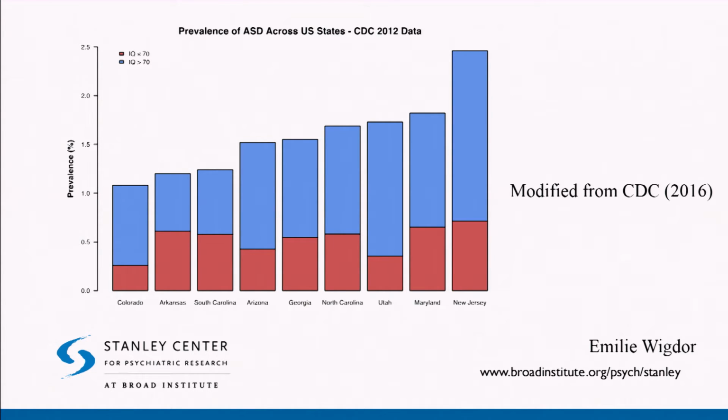The red bars here, elegantly prepared by Emily Wigdor in my lab, show the rate of autism with intellectual disability in that state. The blue bars show autism without intellectual disability. So if you look at New Jersey and Arkansas, you can see that the rate of autism with intellectual disability is pretty much the same. And the reason you see that twofold difference in prevalence is because the rate of autism without intellectual disability is vastly different. So this change we've seen over time in terms of changing diagnosis is relevant within current diagnostic practices across US states. It's still the major driver of prevalence differences in ASD.